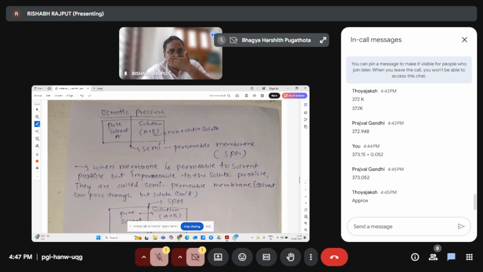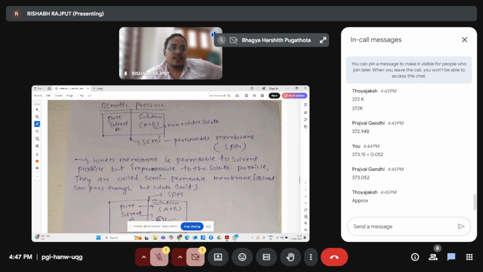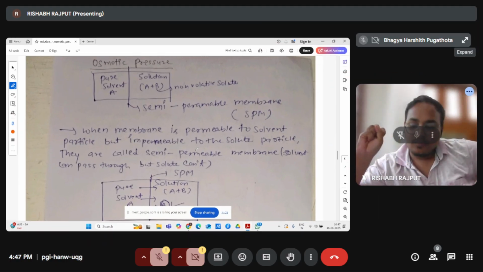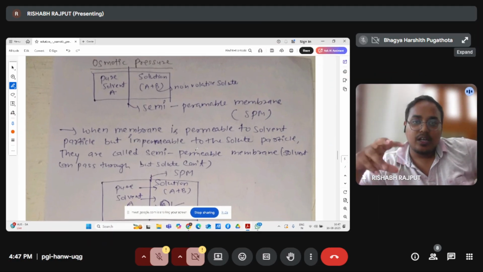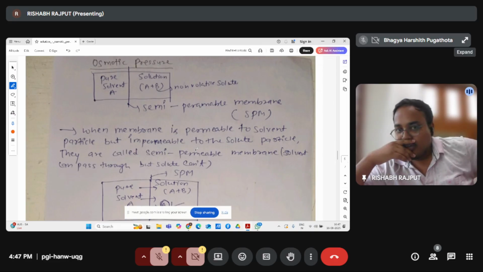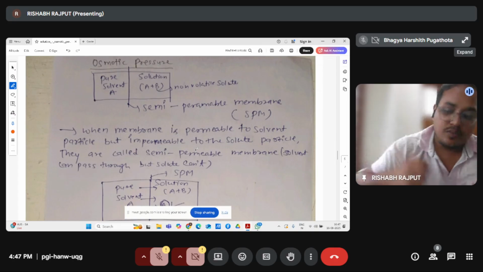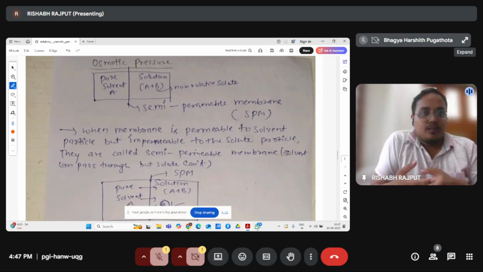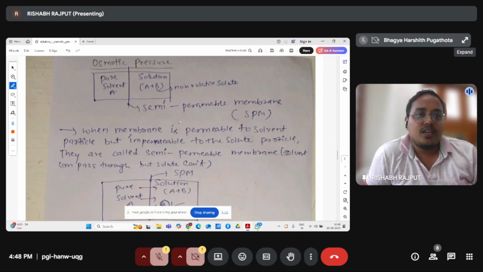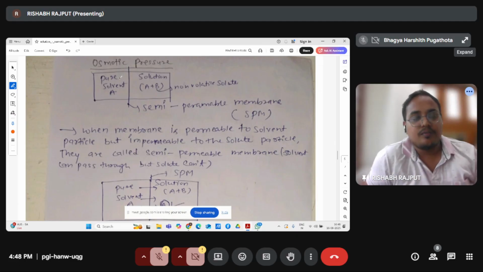Now I am teaching you osmotic pressure. Before osmotic pressure, I tell you one thing. Actually, in the solution, what are we doing? We have a container type. You can see it in the PDF.